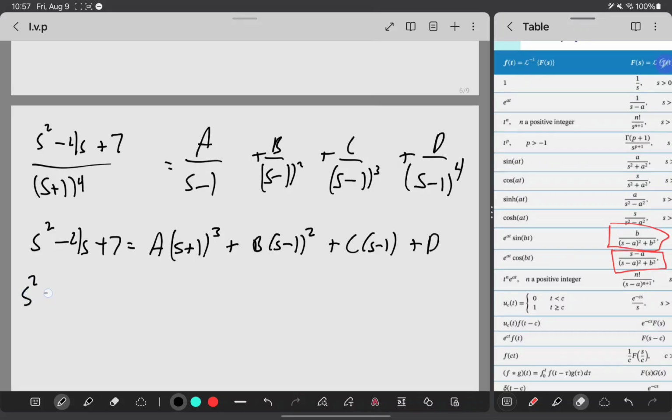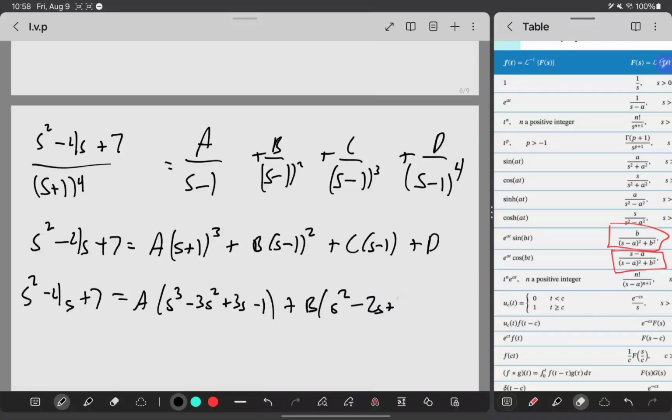Okay, let's rewrite this. Yeah, shortcut method won't work for this, right? How do you, that's what, s cubed. Oh, it's minus 3. It's 3 and then 3, so 3s squared plus 3s minus 1 plus b, and the squares are square. I'm trying to remember Pascal's triangle. Yeah, and then plus cs minus c plus d.